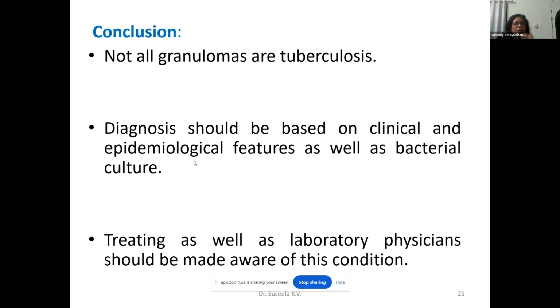To conclude, not all granulomas are tuberculosis, because granulomas can occur in any chronic infection; even non-tuberculous mycobacteria can form granulomas, and melioidosis also can form granulomas. So all this should be considered. Diagnosis should be based on clinical, epidemiological as well as bacterial culture findings, and treating physicians as well as laboratory physicians should be made aware of this condition. All pathologists should be aware of this condition. Whenever they see a granuloma, it should not be stamped as tuberculosis.